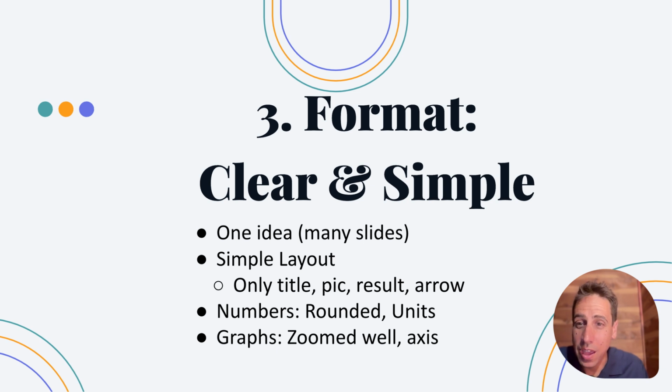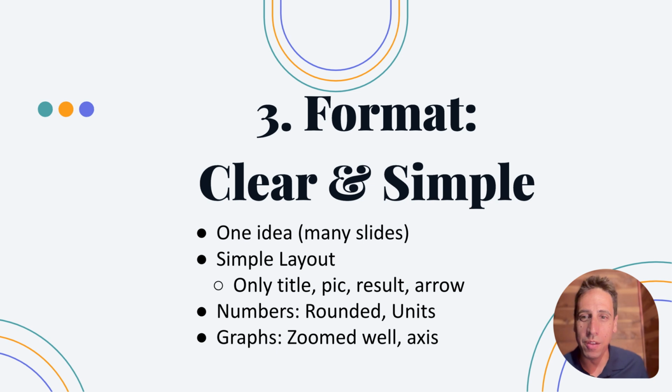It's a very simple layout, only a title and a picture and a result and an arrow somehow helping us think about that result. The numbers should be rounded, and if there are any units, then you take every opportunity you have to label a number with a unit. The full graphical analysis example that I had had no units because it's just a graph. But once you start telling stories about data, then you have to take the opportunities that you have to label those numbers with units.